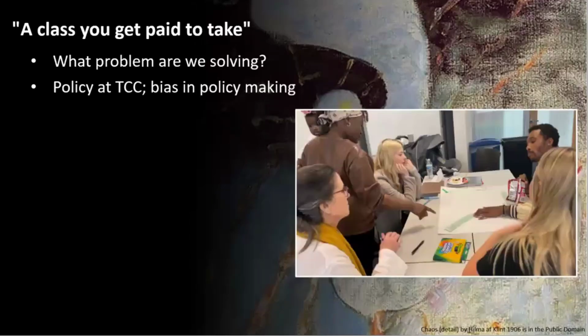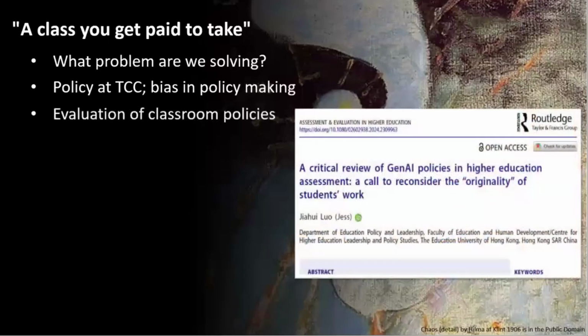The next week, Dale got into the details of the policy process at TCC and institutional issues in policy development, including bias, and a host of other institutional isms. And throughout the next few weeks, the students and I worked a great deal on evaluation of policies generally, and specifically TCC core syllabus policies on the use of generative AI. For me, it was a foundational article, and I was handing these out like flyers on the streets of New York City to any of my colleagues who would take it.